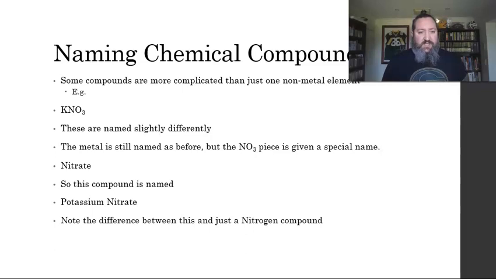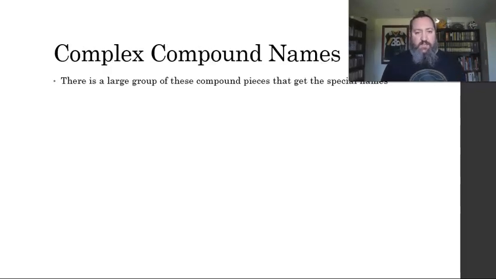So if it was just the nitrogen, K3N, this would be called potassium nitride. So potassium nitride is just the stuff, just nitrogen. This potassium nitrate has this NO3 in there. So these complex names have their own formula and are sort of included together as a group.